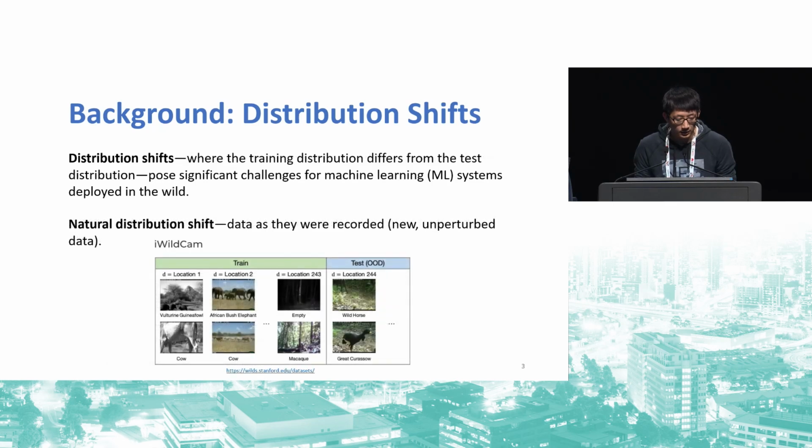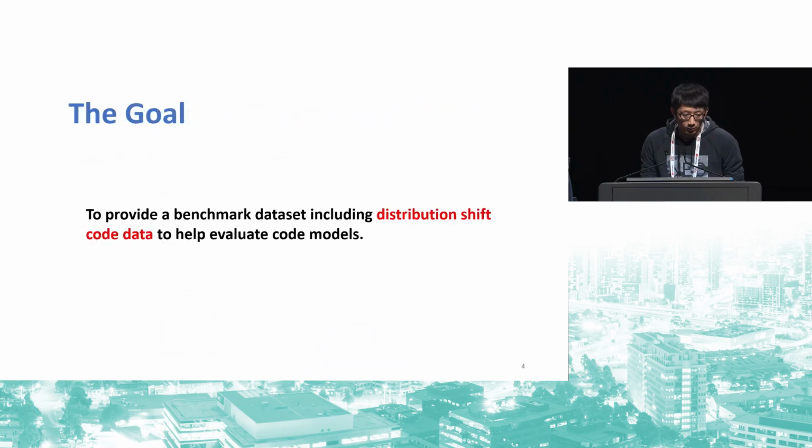And the second type is natural distribution shift, where the data were recorded in the wild. They are real data, but the distributions are different from the original data. Then the goal of our work is, since there are very limited works that provide distribution shift data for code tasks, we provide benchmark datasets, including distribution shift code data, to help evaluate code models.